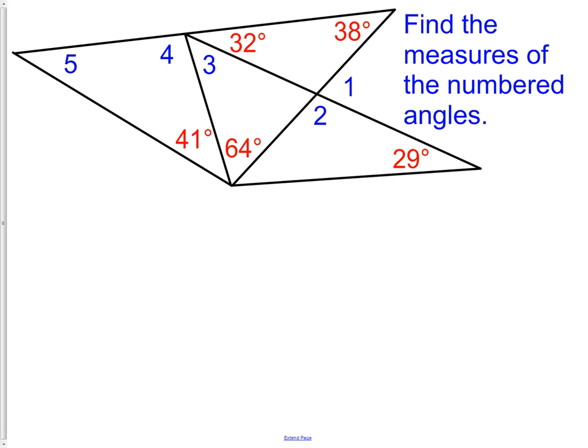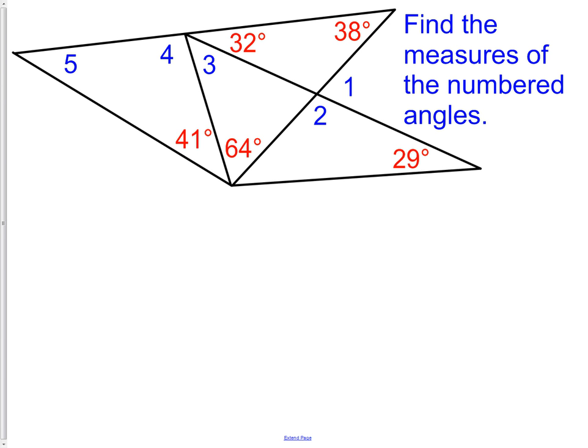Now we're going to try and put some of this into practice. We want to find the measurement of angles 1, 2, 3, 4, and 5. These pictures can sometimes be a little bit confusing, but try and just take small parts of them to see if that will help you to find the answer that you're looking for.